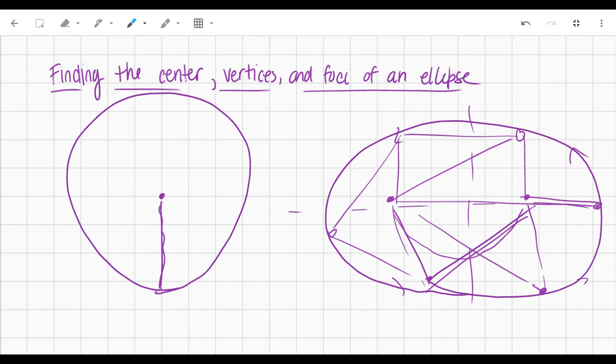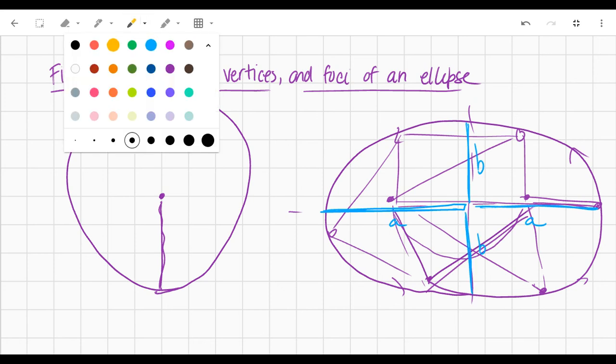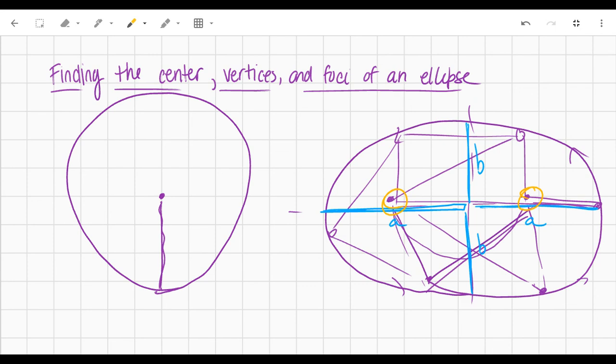And then we talked about this distance here is A. This distance here is A. This distance here is B. This distance here is B. Now, those 2 points where we thumbtacked our string, those are the foci. And this distance is what we would call C.